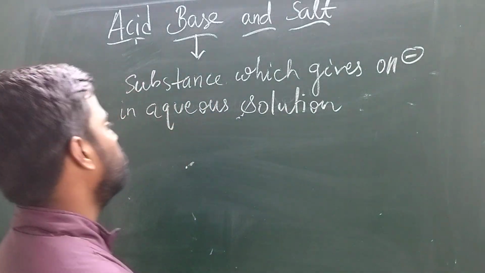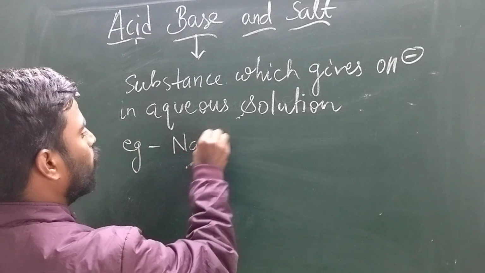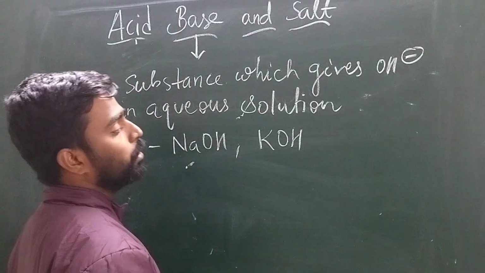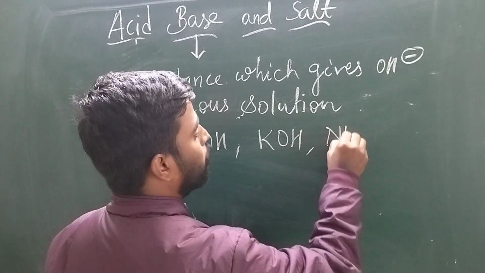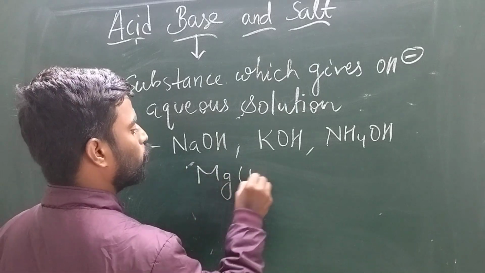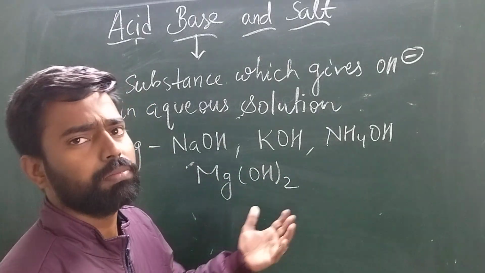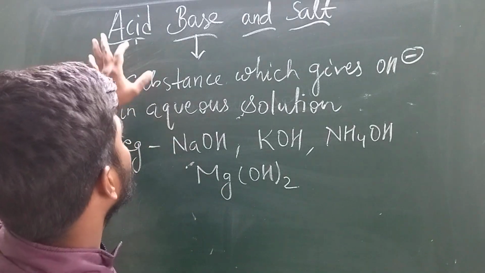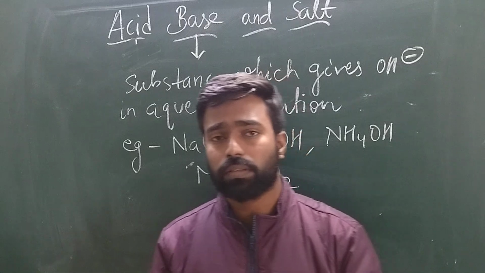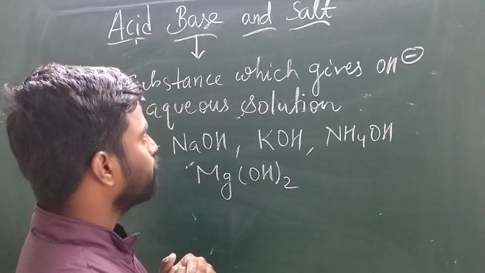Examples of base we all know are NaOH, sodium hydroxide, which is also known as caustic soda, potassium hydroxide, ammonium hydroxide, magnesium hydroxide, which is also known as milk of magnesia, and many more. So, acids are the substances which give H plus ion, and bases are the substances which give OH minus ion in aqueous solution.